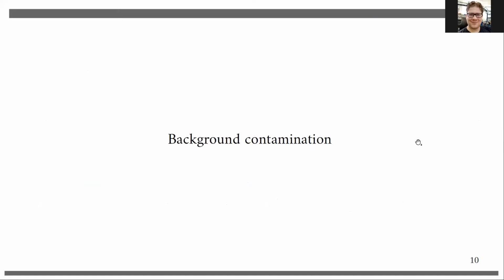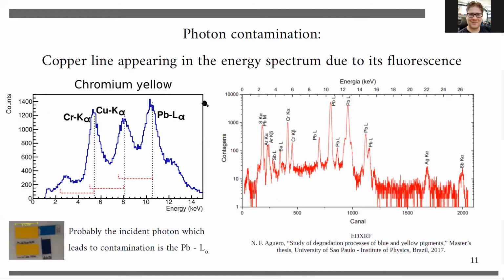Okay, so now talking about the background contamination that we have. So I showed you before this energy spectrum for one of these yellows here. This is the chromium yellow. And when we look at the energy spectrum that we could make with different detectors, so here's an energy spectrum using a silicon detector. We can see that we have the chromium peaks here, we have the lead peaks, which are all together here. But we also have a copper peak here, which is not present on this spectrum.